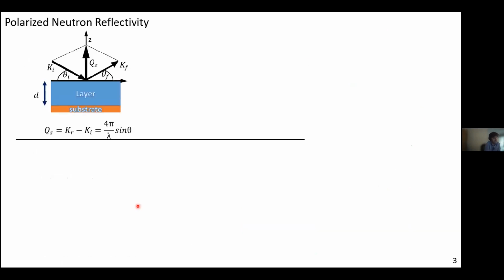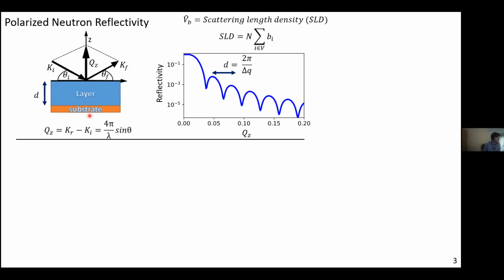And so this slide is just going to be a quick introduction to the technique. So for all of our measurements, we were taking them only in specular conditions. And so this means that our angle of incidence is equal to our angle of reflectance, and our momentum transfer will be normal to our sample surface, meaning that we're probing in the Z direction into our sample. And so now we can take a look at what a measurement might look like for this technique.